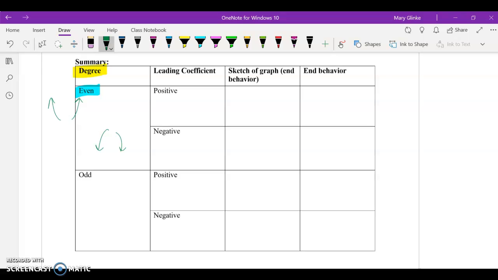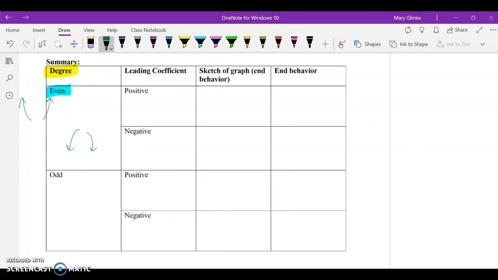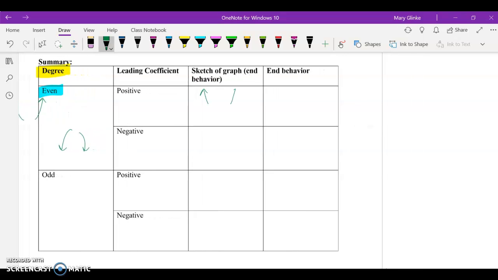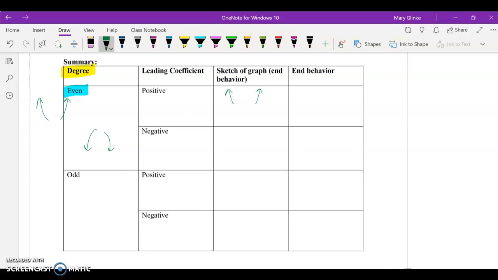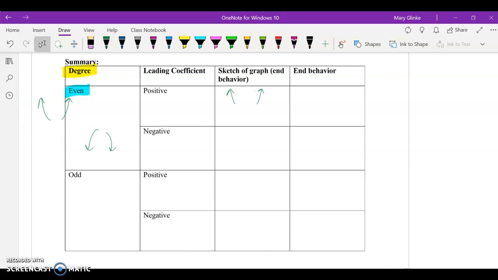So if your leading coefficient is positive, that means your graph is going to end up looking something like this. We don't know how many bumps it will have in between these two, but we know as I go to the right, my graph is also going up. I also know as I go to the left, my graph is still pointing up because it points up in both directions.